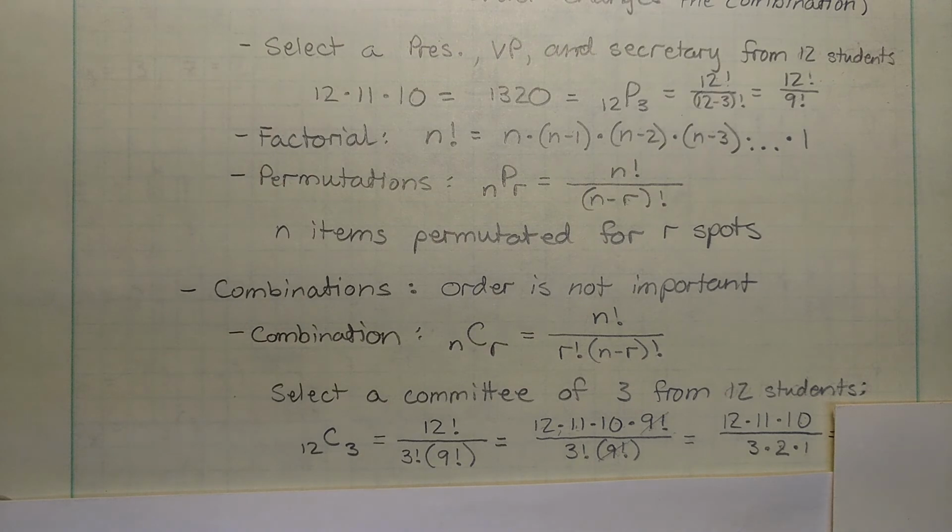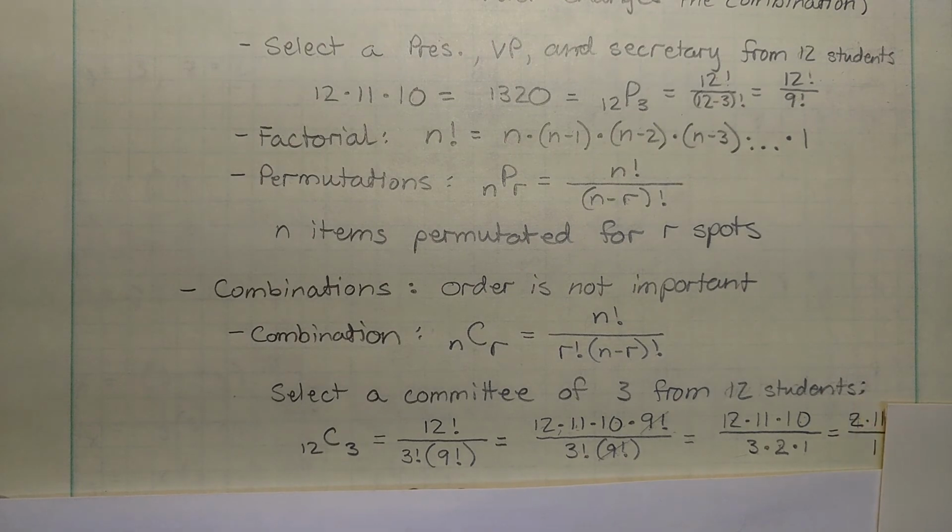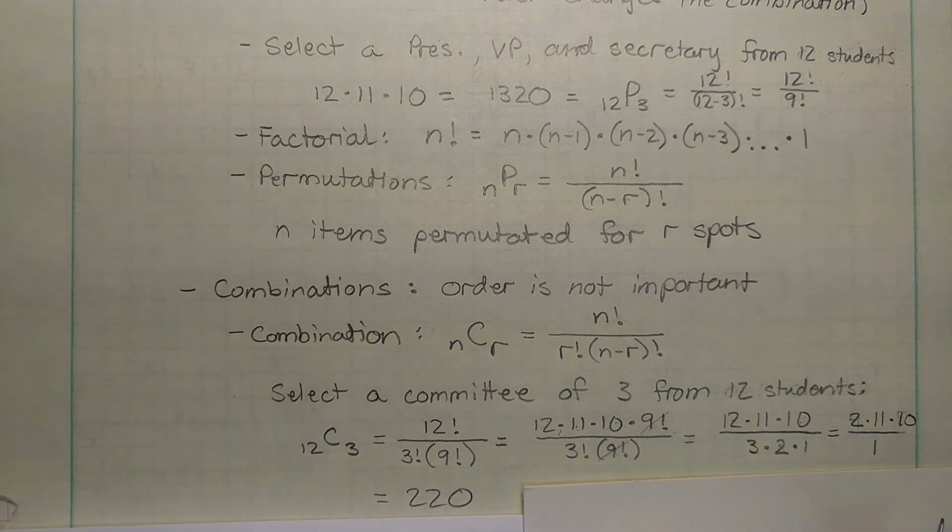Now I can cancel out. And I can do this a number of different ways. I would notice here that this 6 cancels with the 12 to give me just 2 times 11 times 10. And write it like that. That's pretty easy to do. 2 times 11 is 22 times 10 would be 220. And that's the way we would do that.